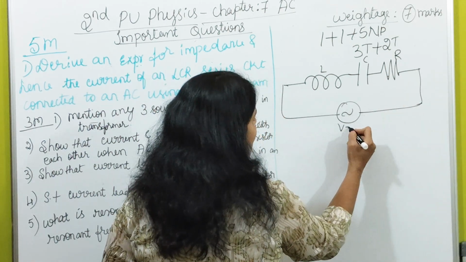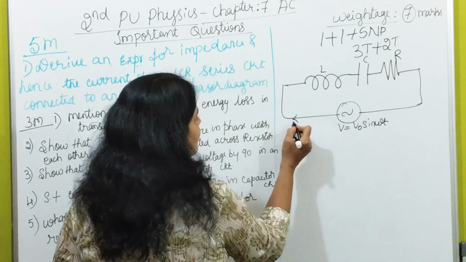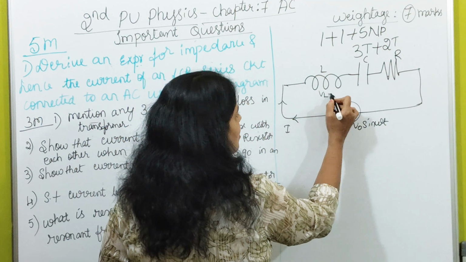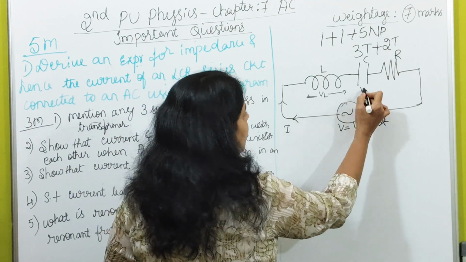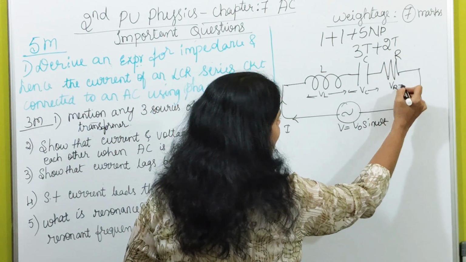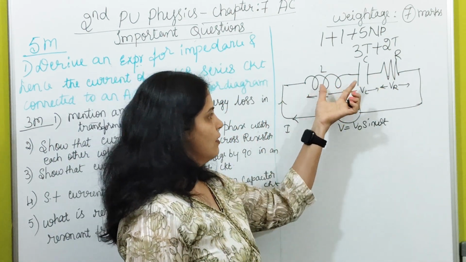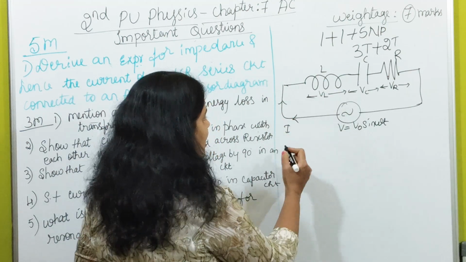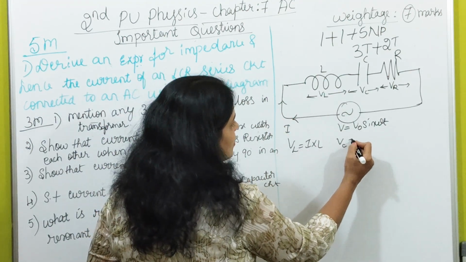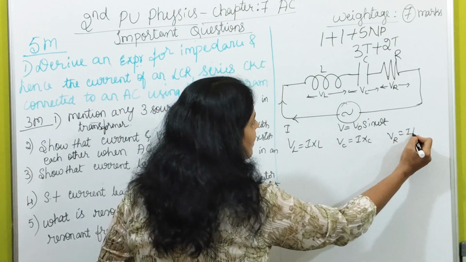This is AC, V is equal to V naught sin omega t. And here the same current is flowing through each. Then voltage across L is VL, voltage across C is VC, and voltage across R is VR. Now you have to write how they depend: VL is equal to I XL, VC is equal to I XC, VR is equal to I R.